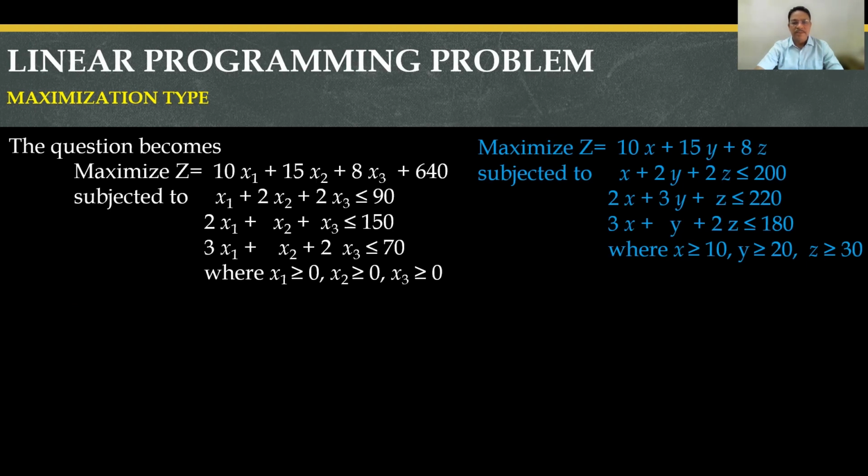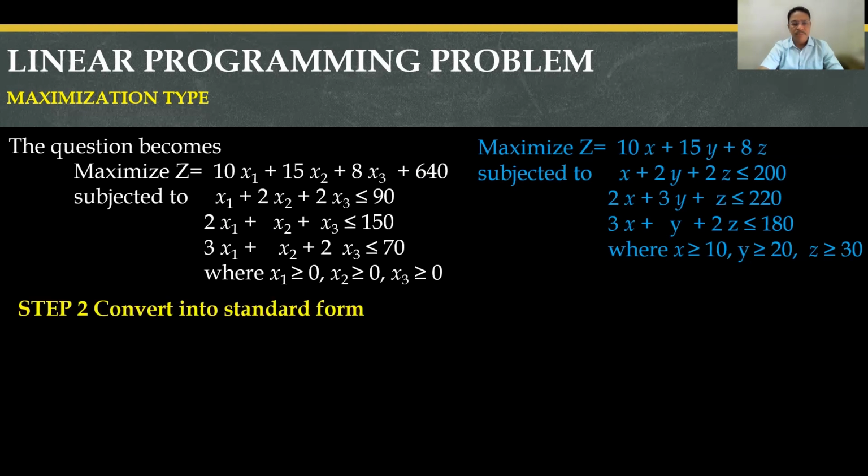Maximize z equals, so instead of x we have x1, instead of y we have x2, instead of z we have x3, and we have an extra value in the objective function. Similarly, in the constraints we have x1, x2, x3, and the right hand side has now become 90 when we substituted the values of x, y, and z in terms of x1, x2, and x3 respectively. And we see that x1, x2, x3 are all greater than or equal to 0.